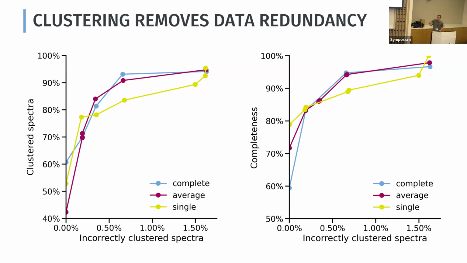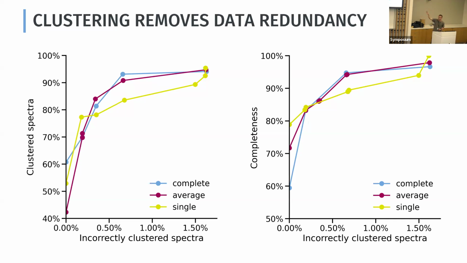And then if we use different linkage functions, we do get improved clustering results, both in the number of clustered spectra on the left-hand plot, where, for example, if you look at below 1% incorrectly clustered, because that's what we're interested in, you go from 83% of the spectra that could be clustered to 93% of the spectra that could be clustered if you switch to complete or average linking.